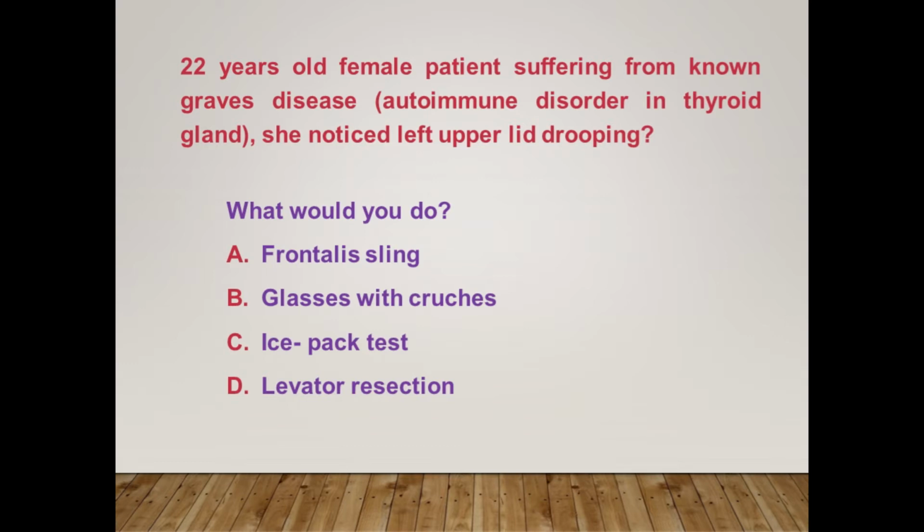Why? Because Graves' disease, which is an autoimmune disorder, may be associated with another autoimmune disorder, which is myasthenia gravis. We should know that when thyroid eye disease is associated with exotropia or ptosis, myasthenia gravis must be suspected. And keep in mind that 1% of patients with thyroid eye disease have myasthenia gravis, and 5% of patients with myasthenia gravis have thyroid eye disease.